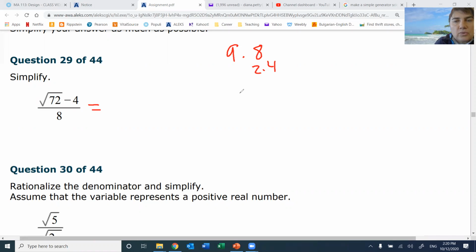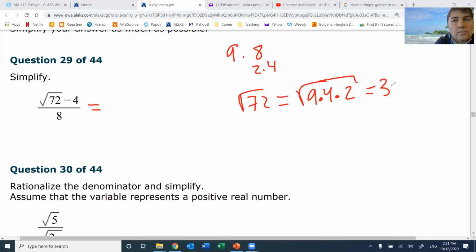So essentially, the square root of 72 would be the square root of 9 times 4 times 2, right? Because 9 times 8 was 72, and 8 was 2 times 4. So I just turn them around a little bit. The square root of 9 is 3, the square root of 4 is 2. This is the square root of 9, the square root of 4, and the square root of 2. You're kind of splitting them.